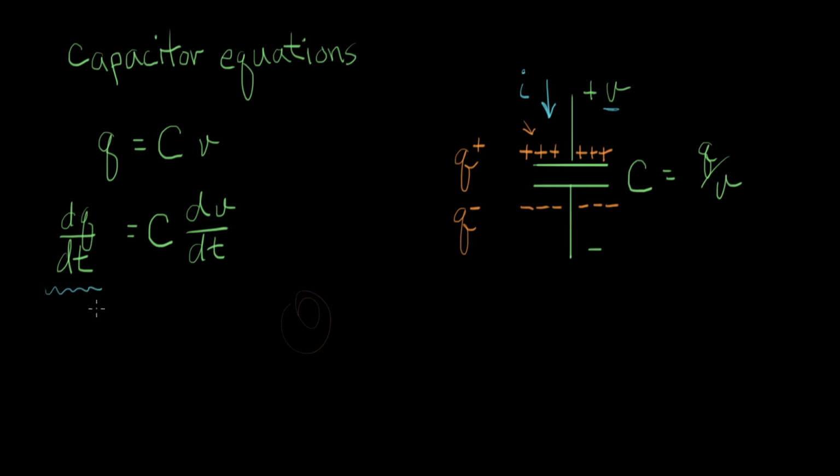So let's look at this little expression right here. This is kind of interesting. This is change of charge with change of time. And that's what we mean by current. That is current, and the symbol for current is I. So dQ/dt is current, essentially by definition. We give it the symbol I, and that's going to be equal to C dV/dt.